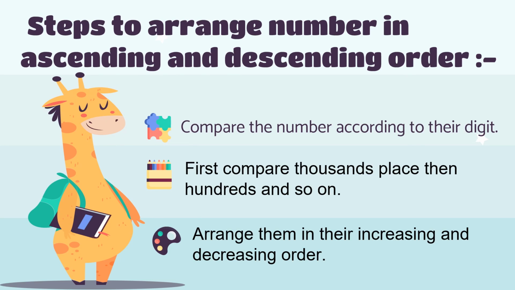Steps to arrange numbers in ascending and descending order. First, compare the numbers according to their number of digits. Next, start comparing the thousands place, then the hundreds place, and so on. Then arrange them in increasing order for ascending and decreasing order for descending.